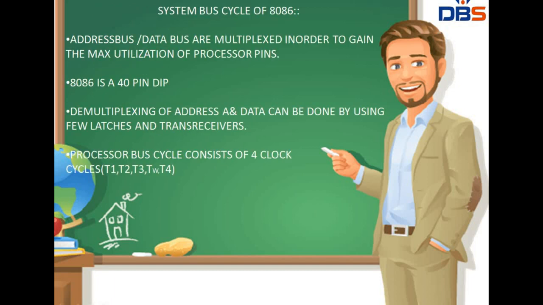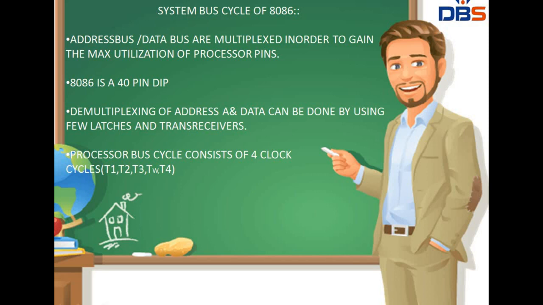Okay, so coming to the system bus of 8086. What is a system bus? Address and data buses are multiplexed in order to gain the maximum utilization of the processor pins. As we have already known, 8086 has 40 pins in a DIP, dual inline package. Some of the pins we use for both purposes, for example AD0 to AD15: those 16 pins are used for both address as well as data transfer. It also depends upon the mode selection.